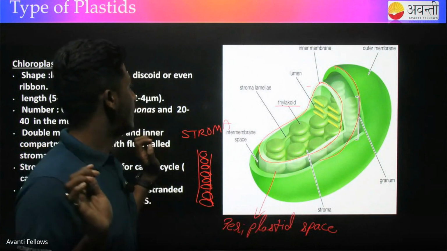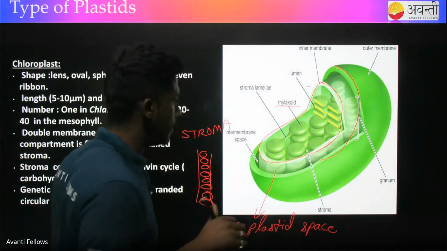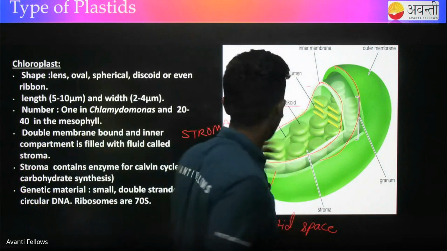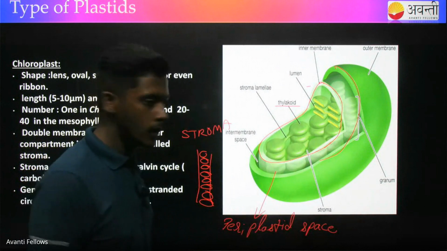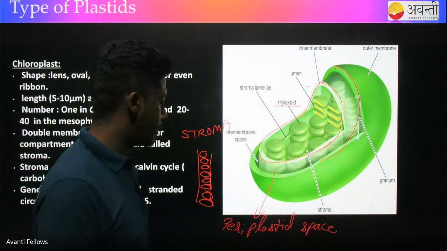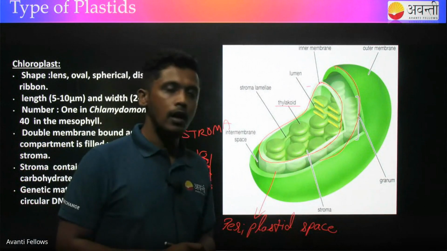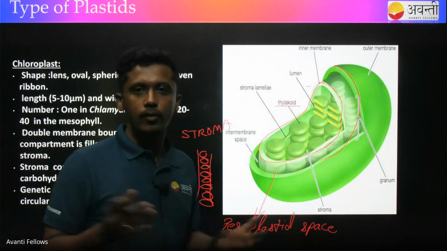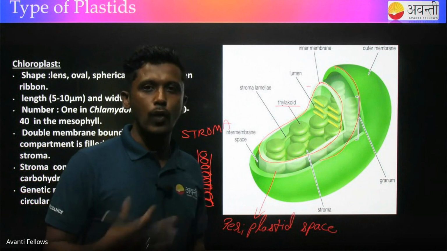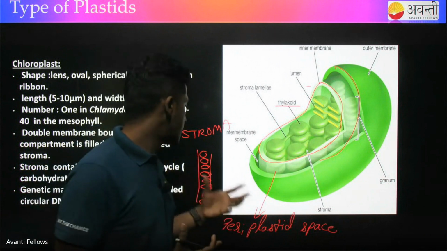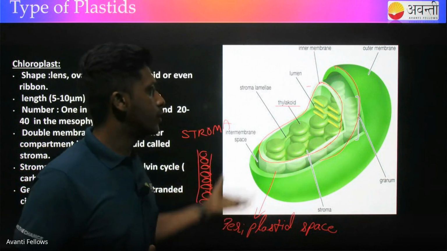Where was I? Yeah, I was talking about the arrangement of thylakoids. The thylakoids are arranged as stack-like structures, and these thylakoids have a special type of pigments, which is obviously chlorophyll pigments. In these chlorophyll pigments, you have something called quantasomes. These quantasomes are present in the membrane of the thylakoids.